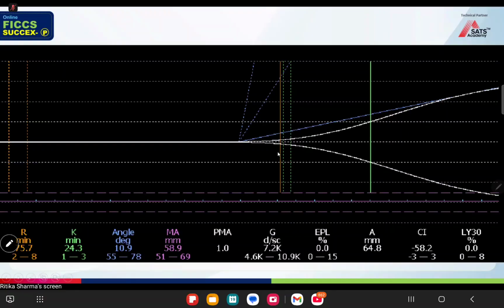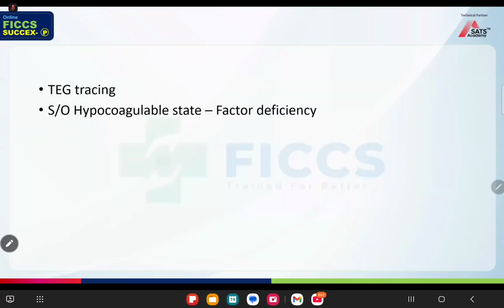So TEG, again I'm telling you, even if you don't know what the diagnosis is, just read the findings. R time is so much prolonged, K time is so much prolonged, angle is decreased, but maximum amplitude is towards the normal side. So this is clearly not the DIC picture, because factor deficiencies are there, but platelet function or platelet numbers are okay. Platelet function is fine. So it is factor deficiency. Factor deficiency, most important, we will think of hemophilia.